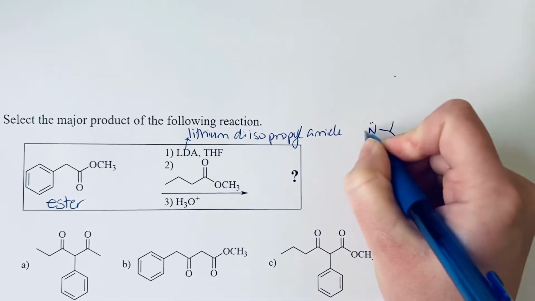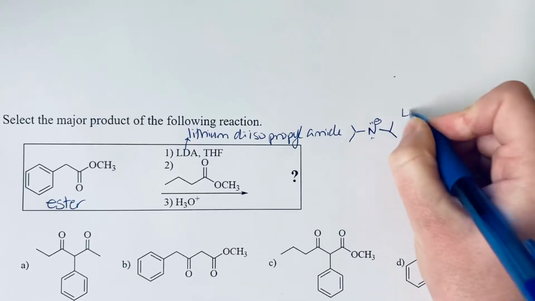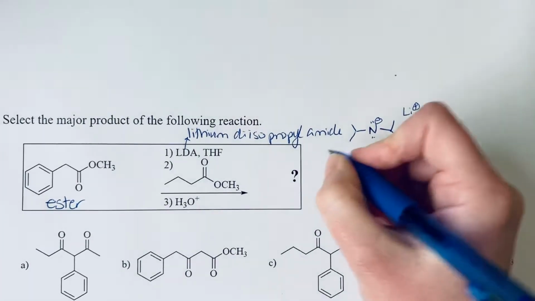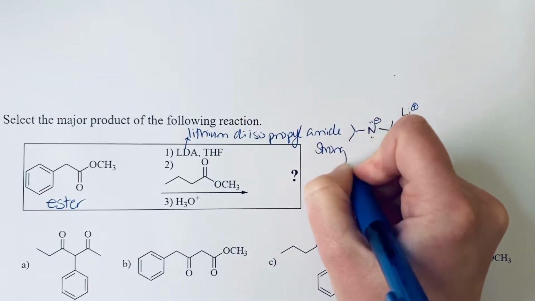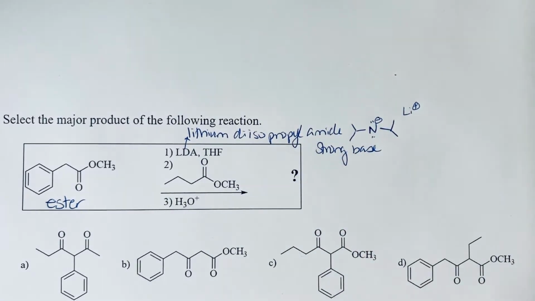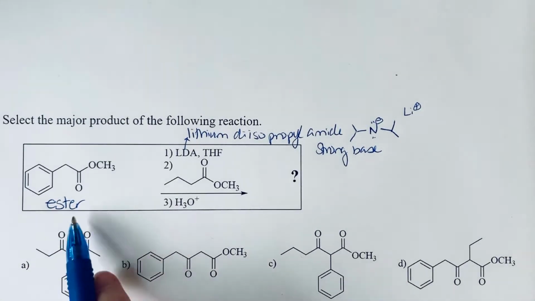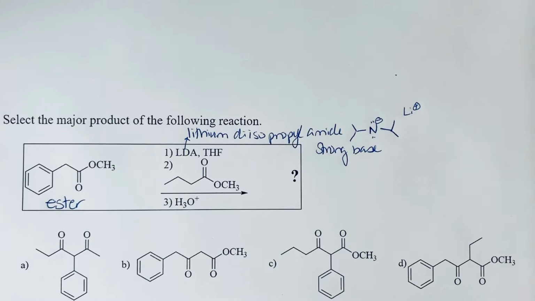And this is a really strong base. So there is the diisopropyl amide portion. It's got lithium as a counter ion. So this is a strong base. And what we've seen this used for is to irreversibly deprotonate something. In the case of a carbonyl compound, when you deprotonate, you're deprotonating at the alpha position. So you're using this to irreversibly make the enolate.